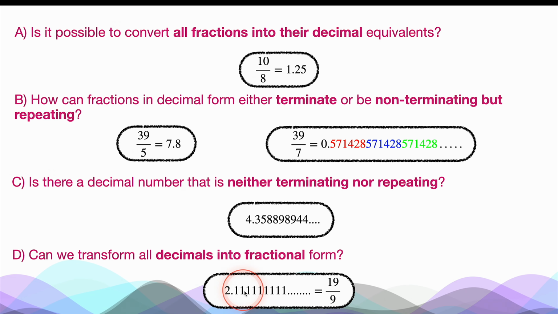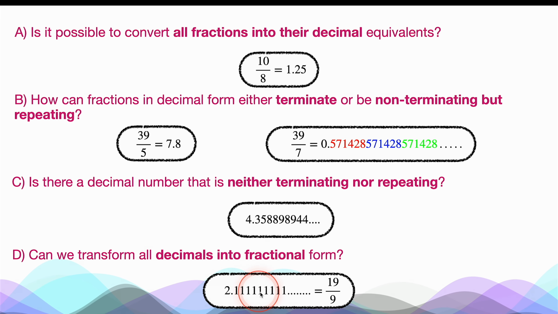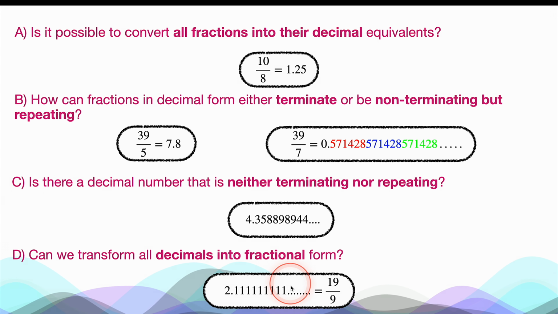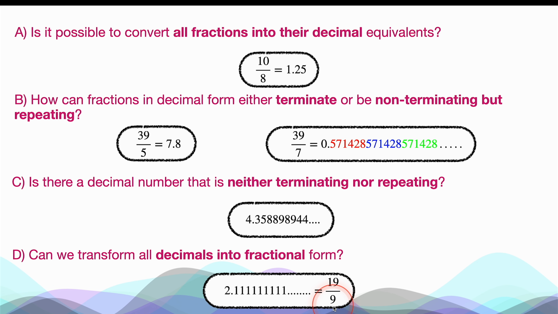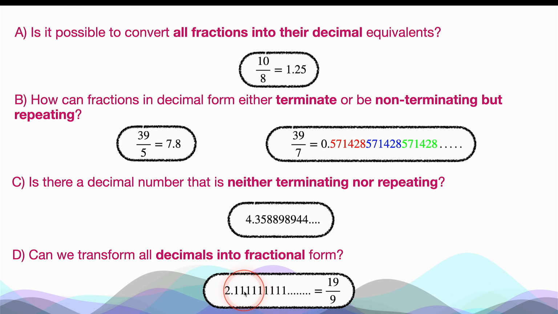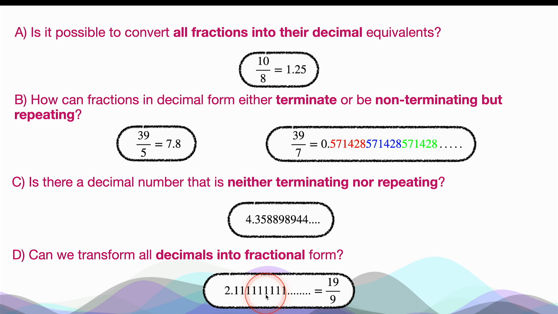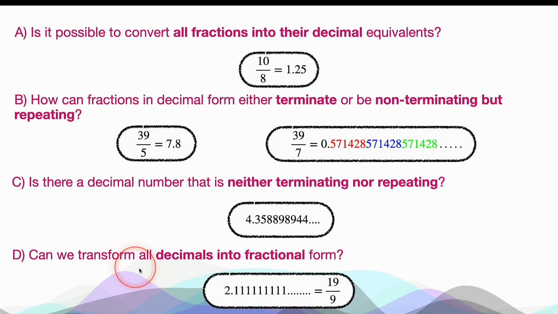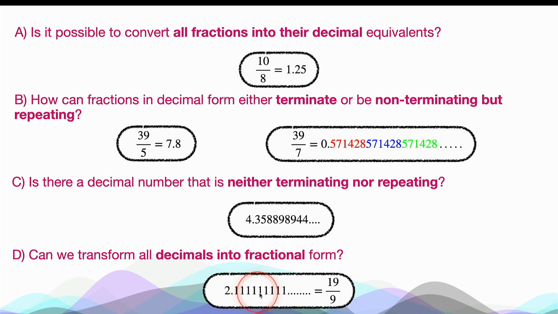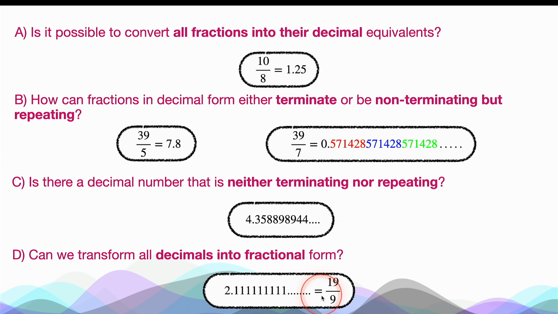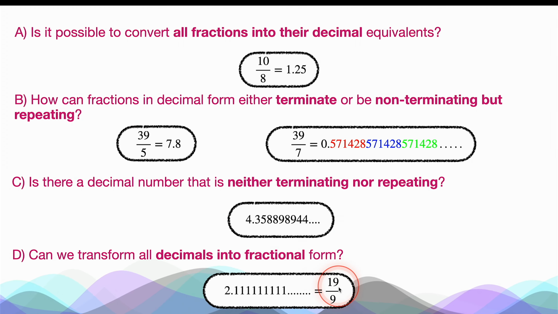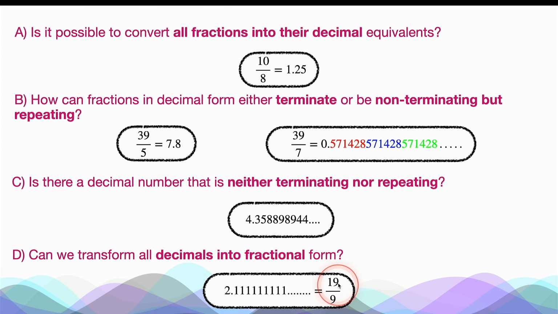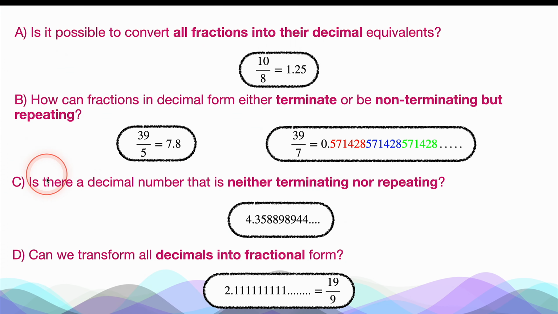For example, let's think of a number like 2.1111, where 1 is going on forever. This decimal I can transform as 19 by 9. That is, I convert a decimal number into a fractional form. Now the question is, can we transform all the decimals? So any kind of decimal I take, can I do this transformation to a fractional form? That is a question. We will now answer all these 4 questions one by one.